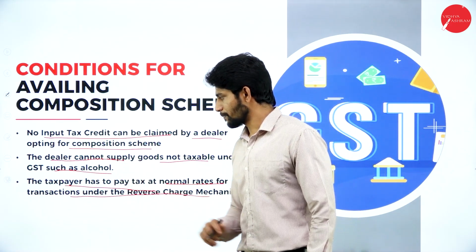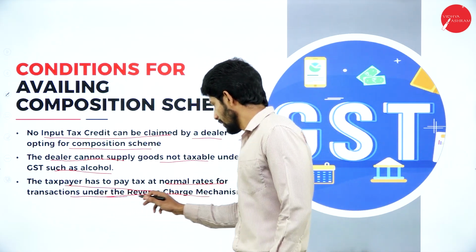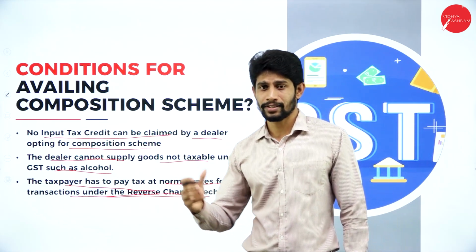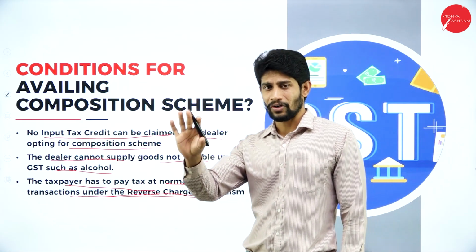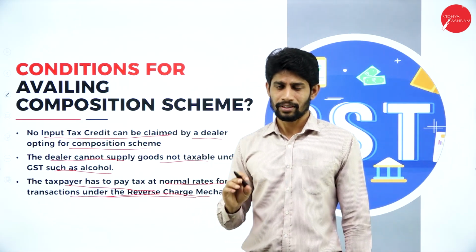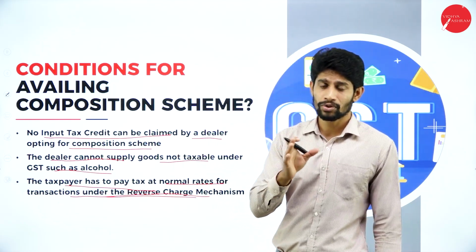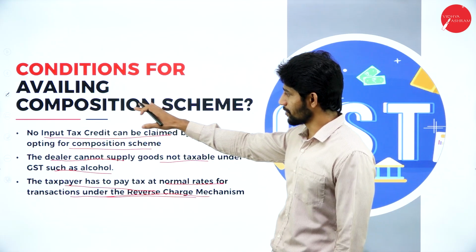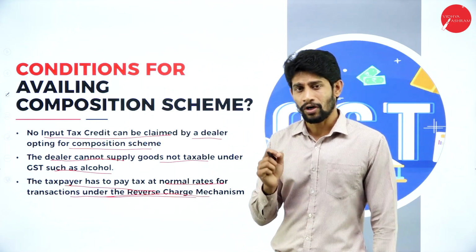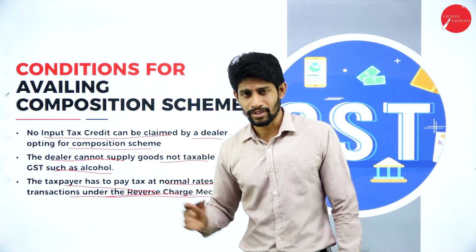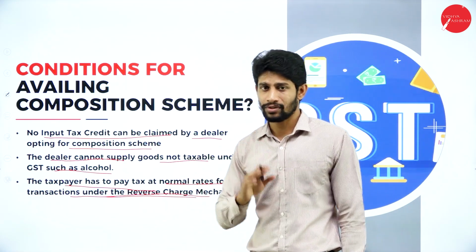Yes, the taxpayer has to pay the tax at normal rates for transactions under the reverse charge mechanism. In case he is purchasing the goods on a reverse charge mechanism basis, the normal GST is applicable. He is not allowed to calculate the tax payable based on the composition scheme. He can calculate the tax payable on the composition scheme if he is purchasing from a registered dealer. If it is on a reverse charge basis, the actual GST is applicable.